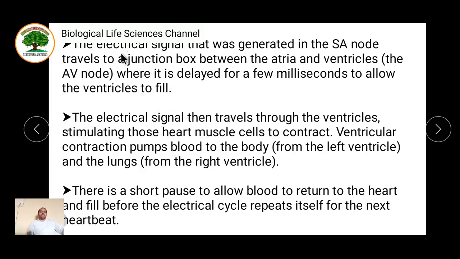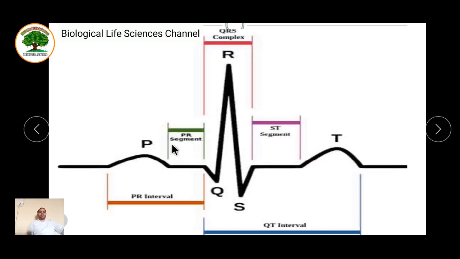So the signal from the SA node is transferred to the atrioventricular node. Now this AV node pumps the blood and it goes either to the lungs or to the whole body. Okay, so there is a short pause here for allowing the blood to return to the heart, and then the cycle repeats itself. So the whole cycle is shown here in this PQRS form.